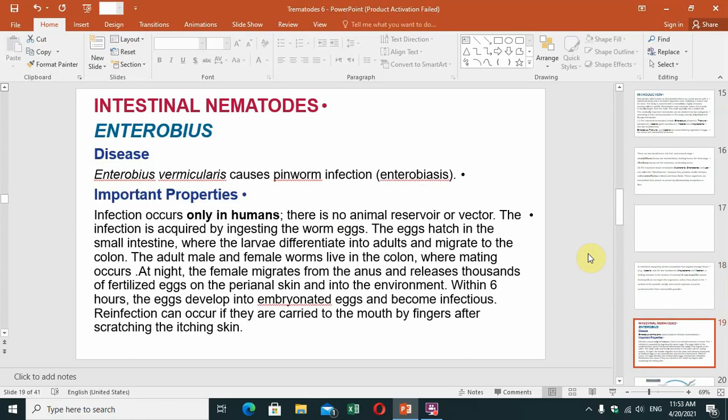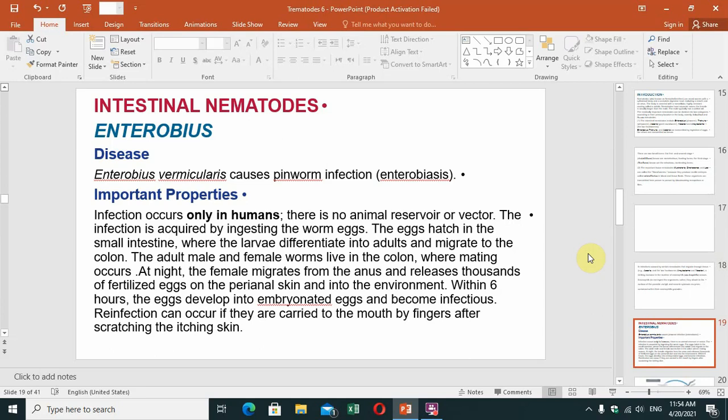Regarding the intestinal nematode Enterobius vermicularis, the worm that causes pinworm infection, enterobiasis. Infection occurs only in humans. There is no animal reservoir or vector. The infection is acquired by ingestion of the worm eggs. The eggs hatch in the small intestine, where the larvae differentiate into adults and migrate to the colon. The adult male and female worms live in the colon, where mating occurs.